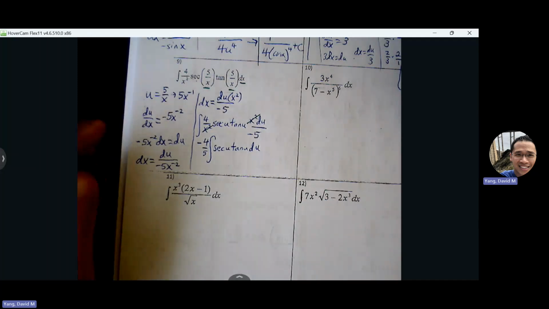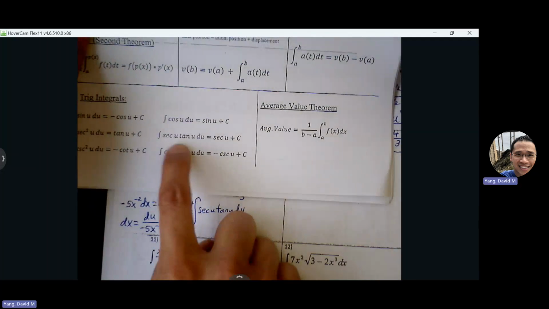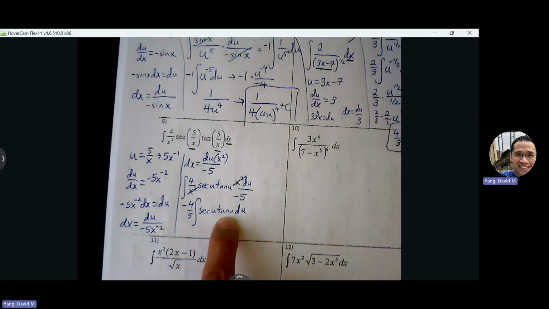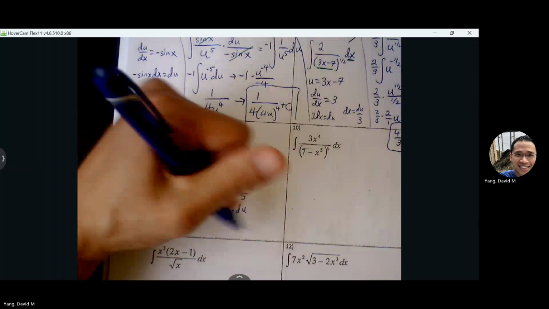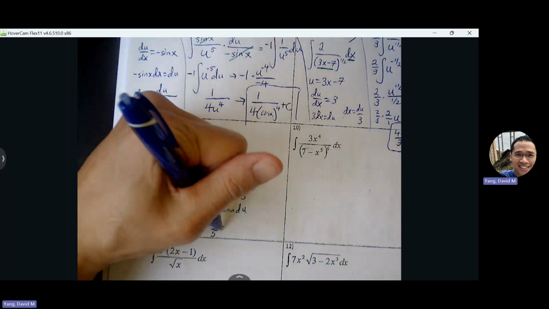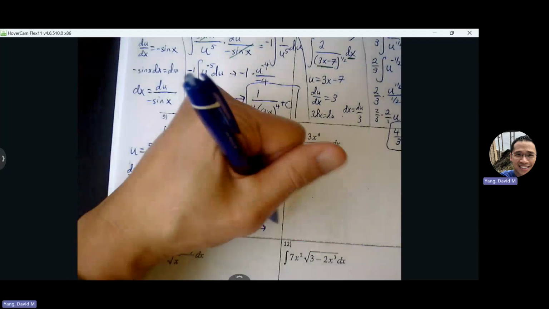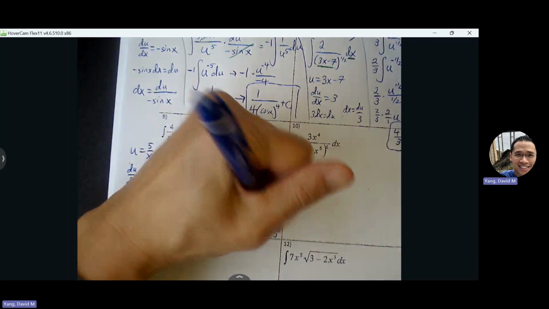Okay, this fits perfectly with a rule that is available to us. The integral of secant u tangent u is secant u plus c. The -4/5 will be included in our answer. And then let's bring back our x variable.